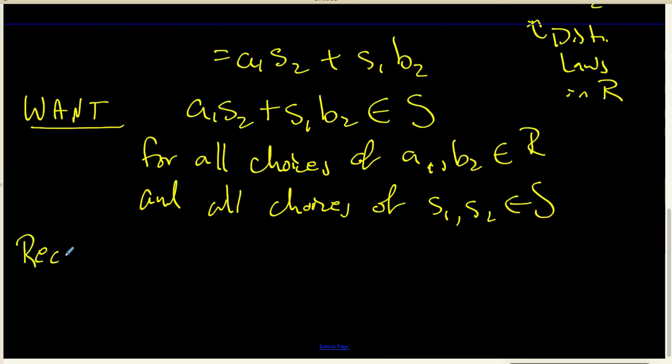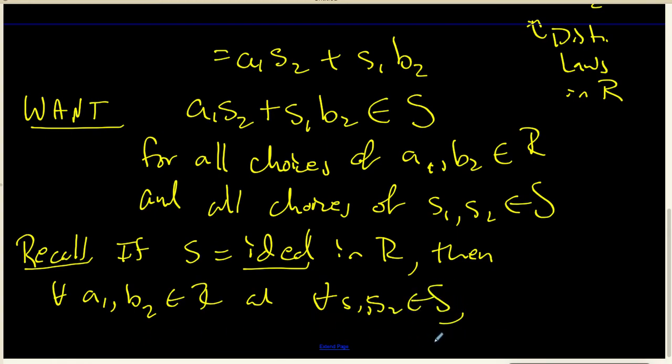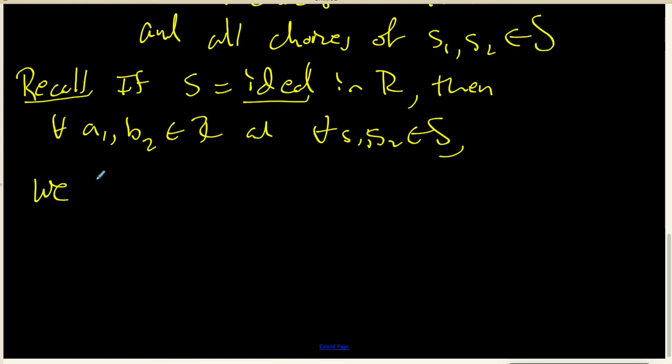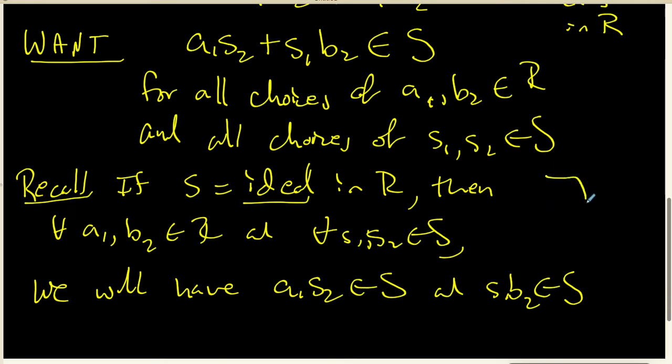I want to recall that if S is an ideal in R, then I will know that for any A1 or B2 inside R and any S1 and S2 inside S, we will indeed have the products that we need belonging to S. We will have A1 times S2 belongs to S, and we will have S1 times B2 belongs to S. That's the definition of ideal.